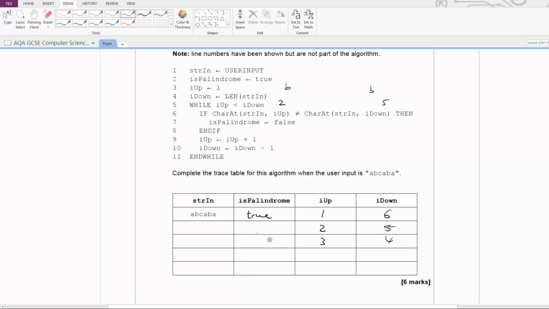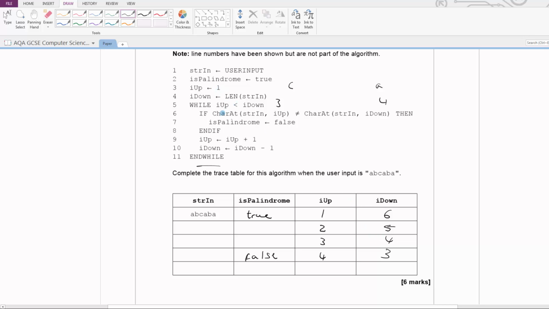And you can see that nothing is changing with our first two columns. So we then go back, I up is still less than I down, so we now have I up is 3 and I down is 4. So the third character is C, and the fourth character is A. So they are not equal to this time, so now we set is palindrome to false. And that's it, because we've now ended our loop, because finally I up is greater than I down.